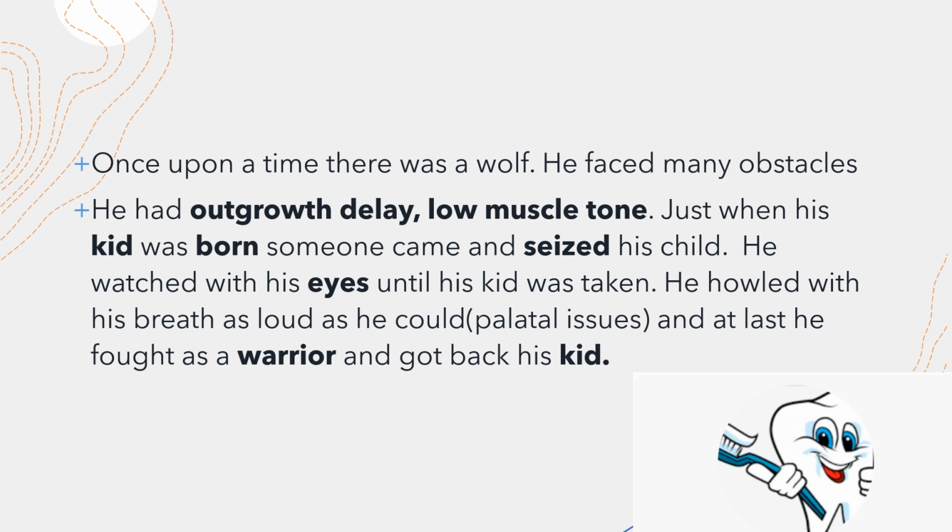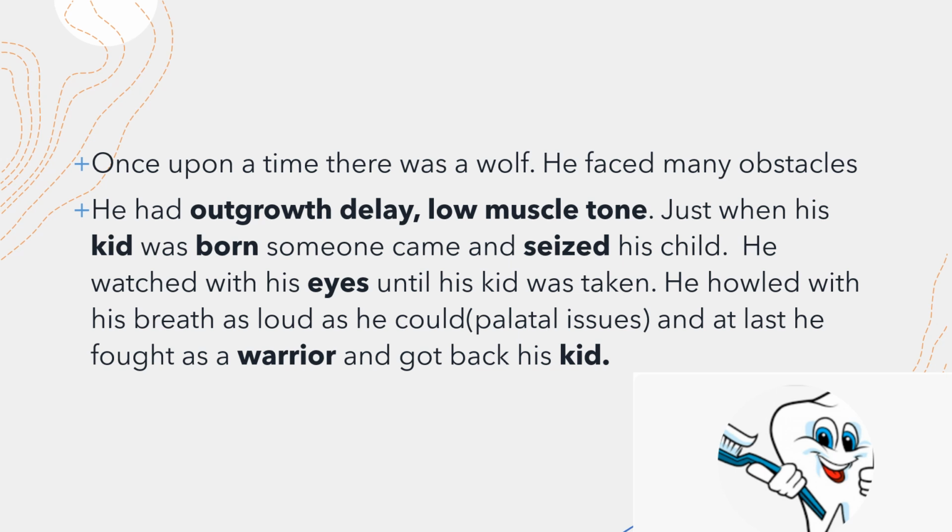To summarize, I'll talk about the words written in bold. People with this syndrome have delay in their growth and hypotonia, which is low muscle tone. Kid relates to kidney disorder. Born relates to congenital heart disease. Seized means seizures. Eyes means they have abnormal eyes. And warrior, this is the main one, so they have Greek warrior-like faces. And back to kid, which means kidney disorder. I hope the clinical features of this syndrome are pretty much clear now.